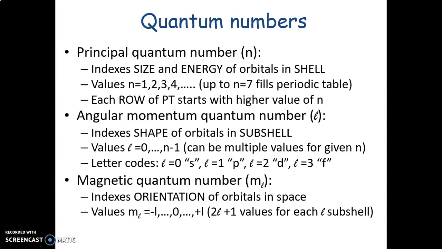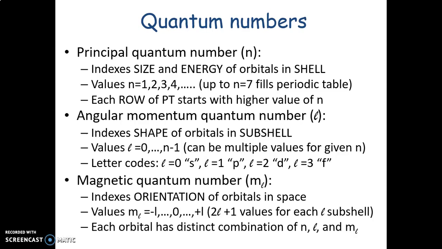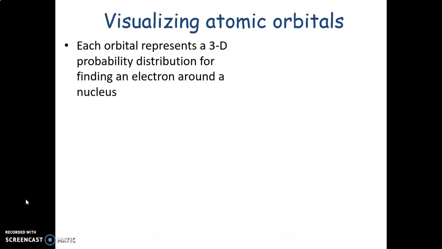Like I said, this is just a quick summary. Review it as many times as you need. And so each orbital has a distinct combination of n, l, and m sub l. Okay, so as we already said, each orbital represents a 3D shape in space. And the meaning of that shape is that it represents the region of space where you might find the electron associated with the 3 quantum numbers in question.